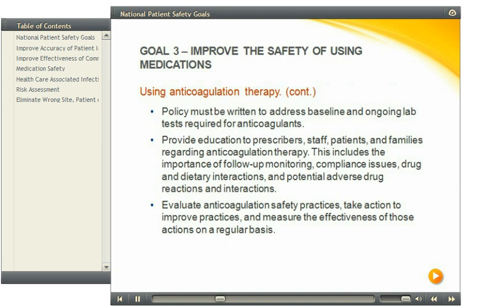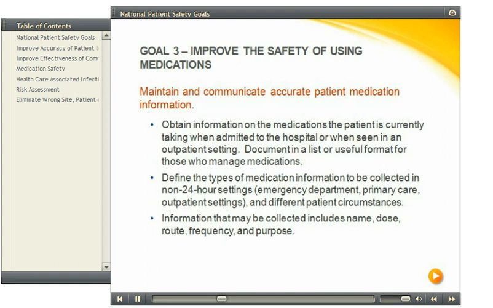Evaluate anticoagulation safety practices, take action to improve practices, and measure the effectiveness of those actions on a regular basis. Maintain and communicate accurate patient medication information. Obtain information on the medications the patient is currently taking when admitted to the hospital or when seen in an outpatient setting. Document in a list or useful format for those who manage medications.